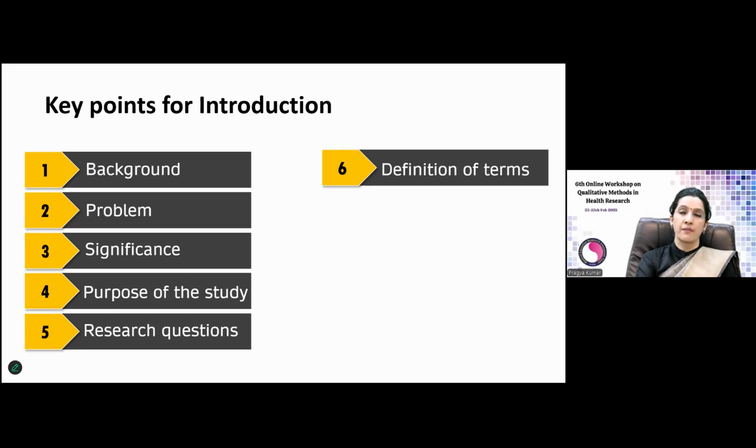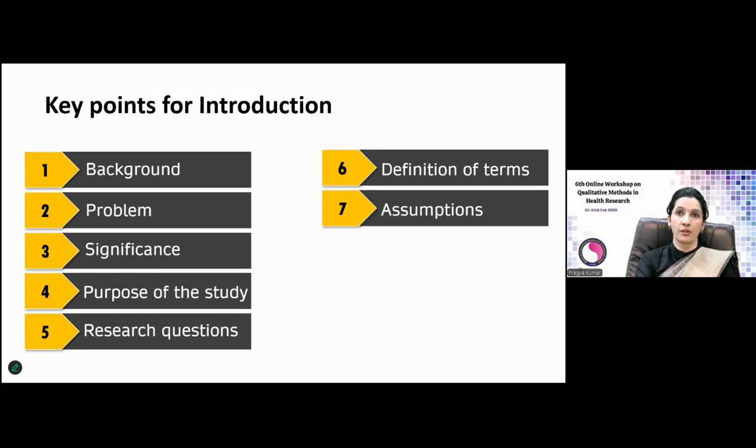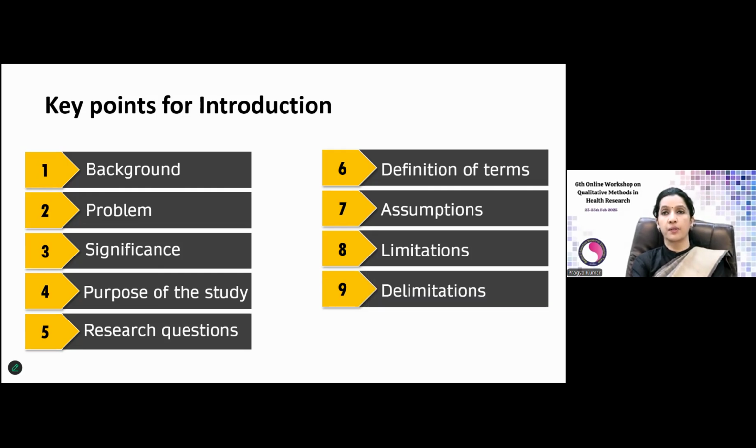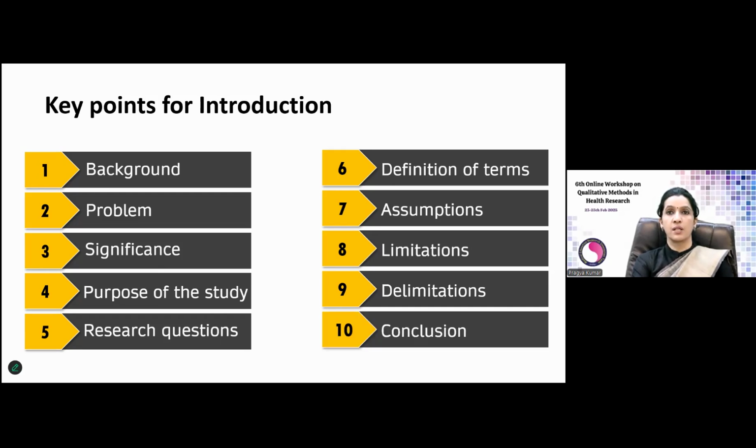You give the definition of terms. This is very important. You should define the terms which you are using in your qualitative study. You write the assumptions of your paradigm, and you also write some limitations, and you write the delimitations also. We'll discuss the difference between limitations and delimitations, and then you write the conclusion. So these are the 10 sections of your introduction.